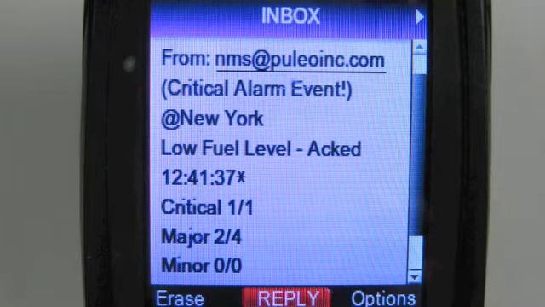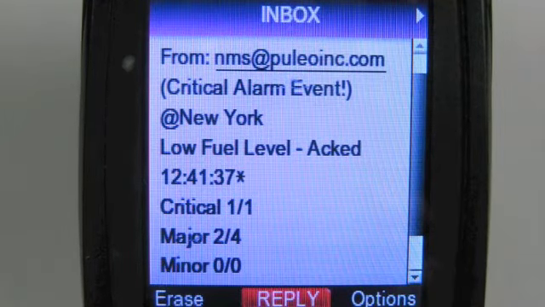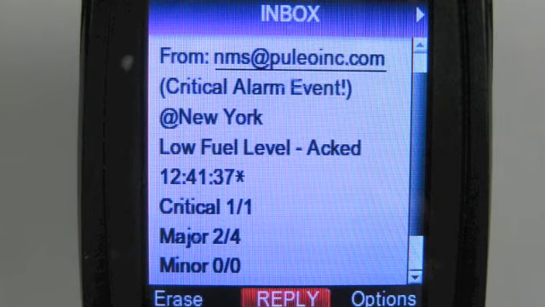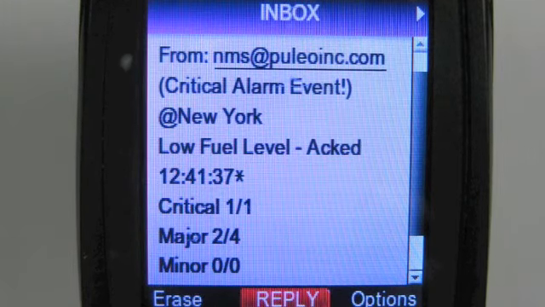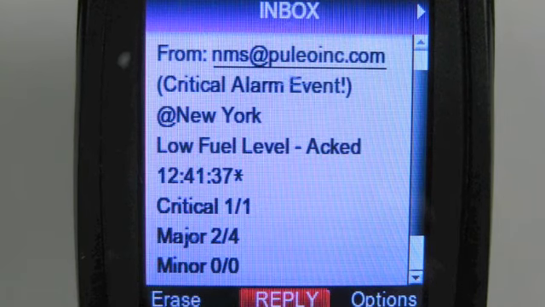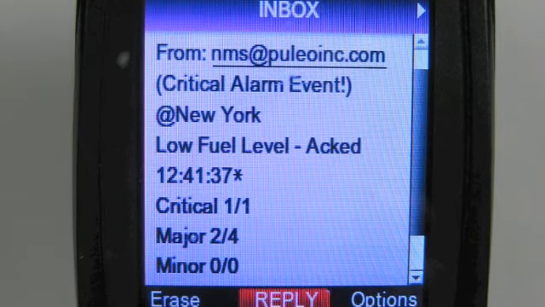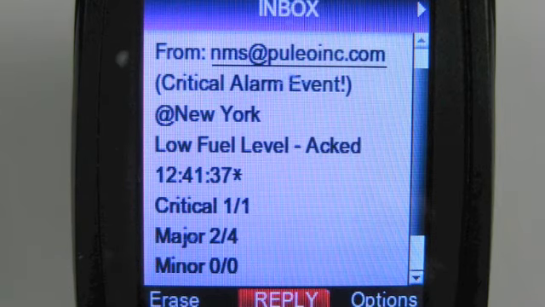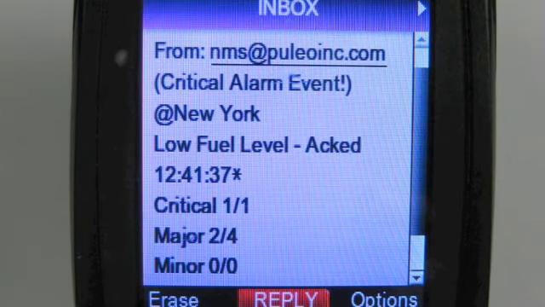The text message gives us basically a high priority indication. Also shows that it's a critical alarm. Gives us the site name, the alarm name, and also a summary of how many critical, major, and minor alarms there are.